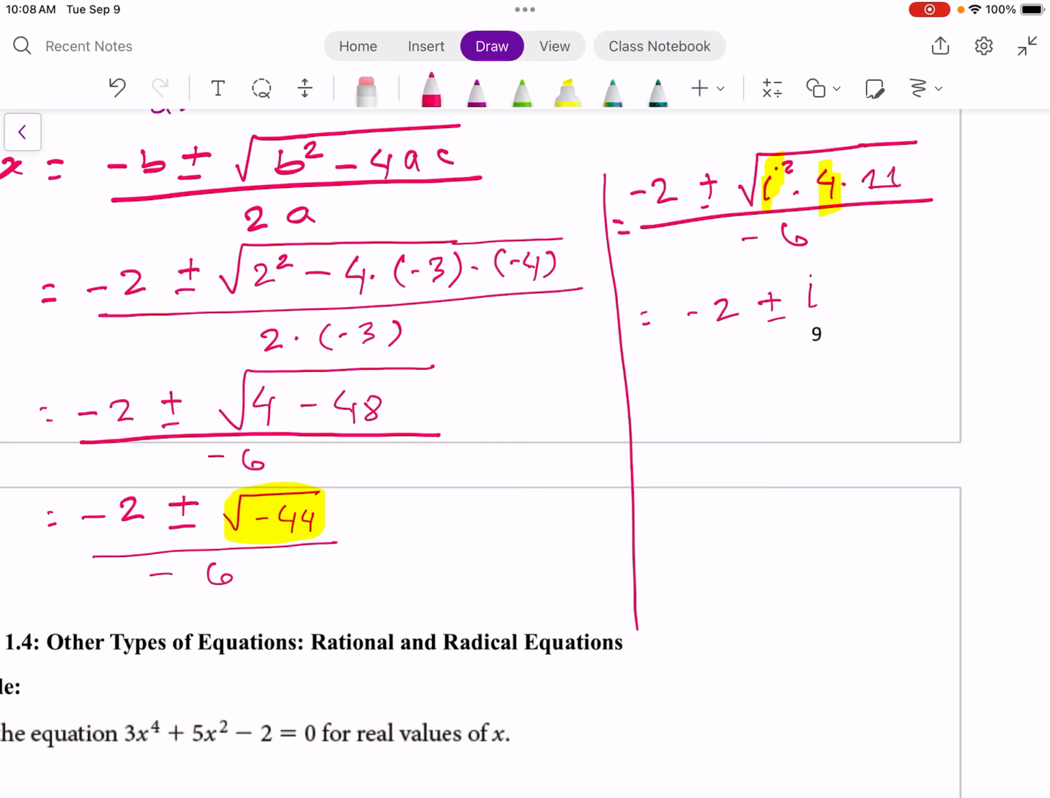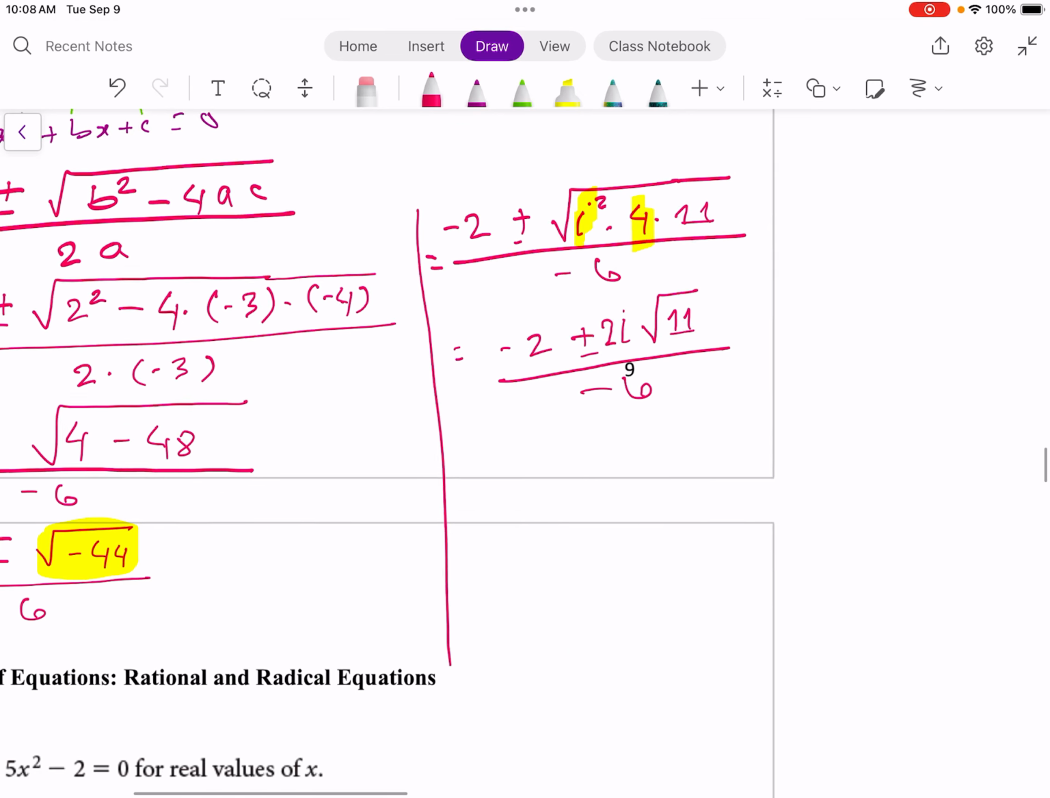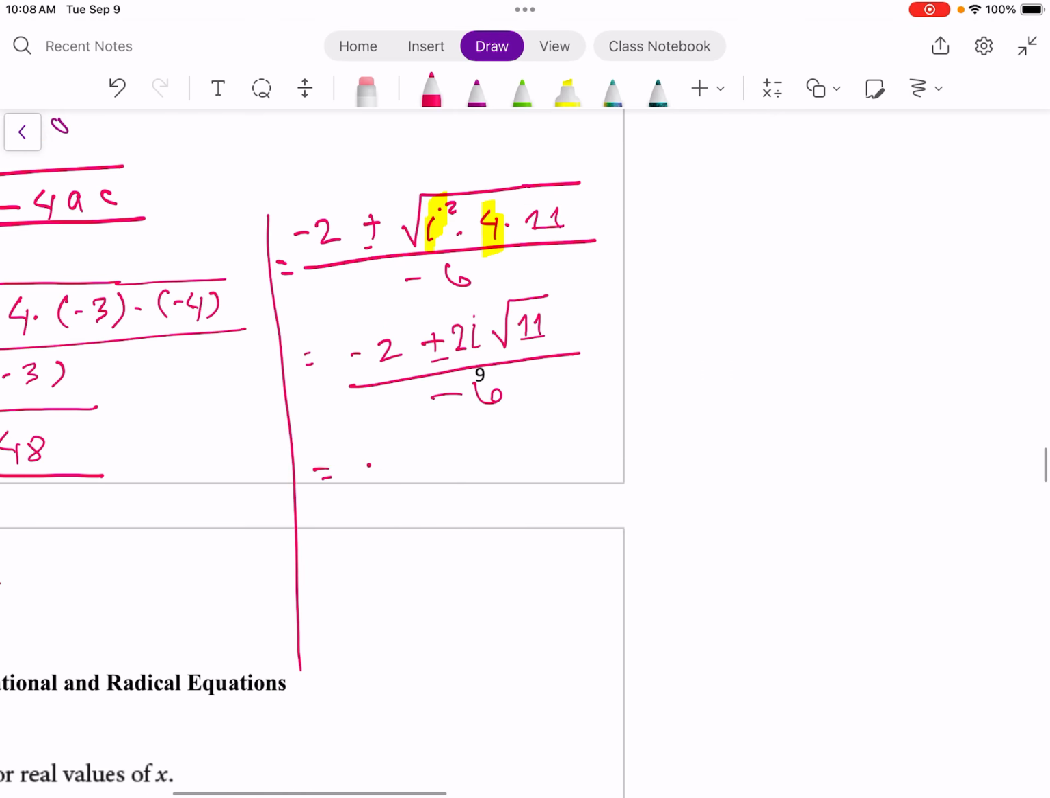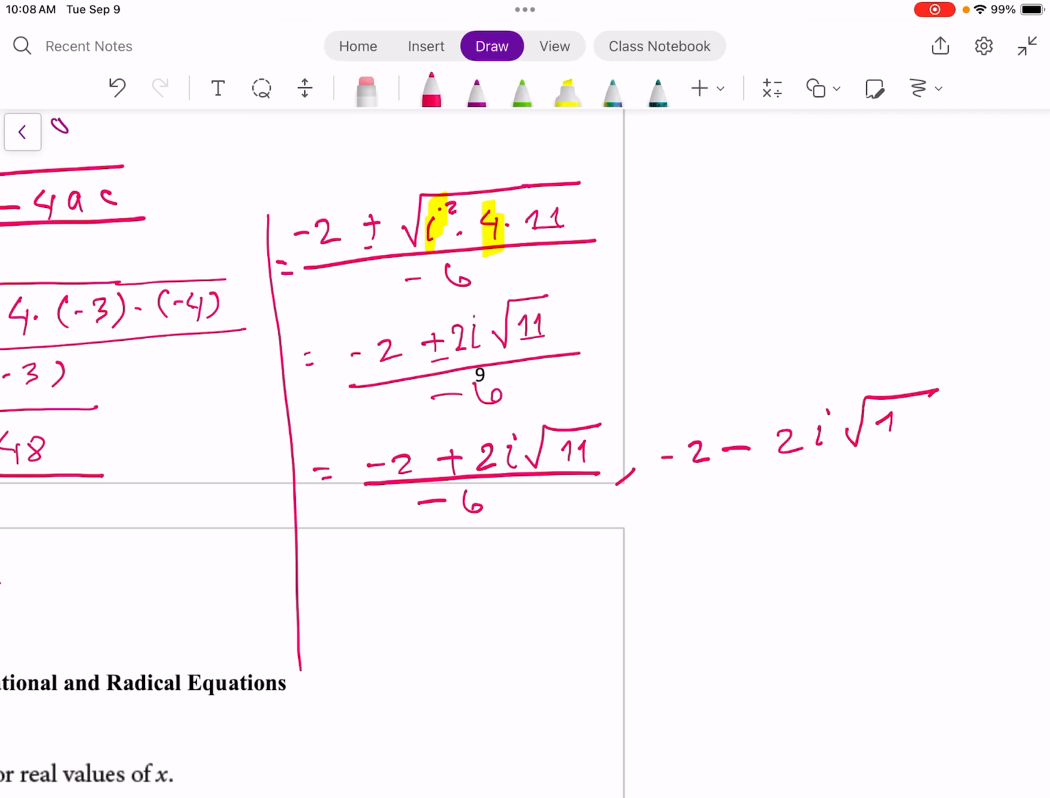The square root of 4 is 2, so let me write 2 in front. So 2i times the square root of 11, divided by -6. Now you just take positive first, then you take the negative. So let's take positive: -2 plus 2i times the square root of 11, divided by -6. And the next: -2, now instead of positive, you take -2i times the square root of 11, divided by -6. So these two are the complex solutions for the quadratic equation.